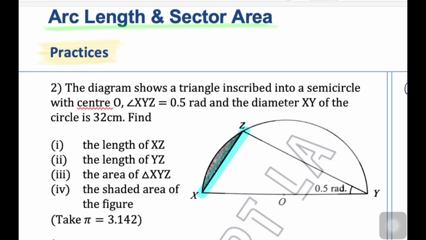Alright, so let us go through this practice question now that you have given it a try. So for this question, for part 1, in a previous video, I did mention that the length that they want you to find, xz, is actually this one that I highlighted here. Okay, so let's read the question a little first.